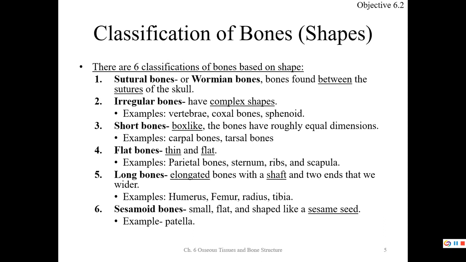Now, the bones that we can have by shape, we've got sutural bones. We sometimes call them wormian bones. They're bones found between the sutures of the skull. Then there are irregular bones with their complex shapes.